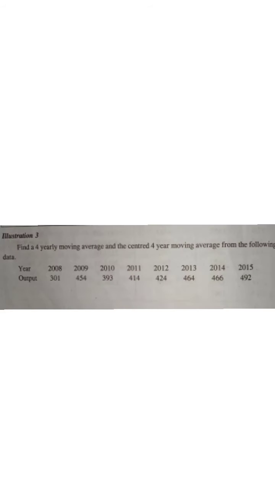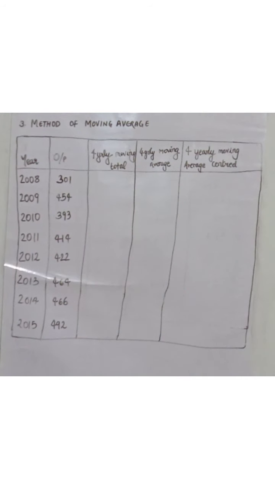The question is to calculate or find a 4-yearly moving average and the centered 4-year moving average from the following data. So the question is to find two things. We have to find the moving average, that also 4-yearly, and the centered 4-year moving average. Both things. Similar to the last problem we had discussed in the last session, we are going to do the same procedure, only a slight change that we are going to see.